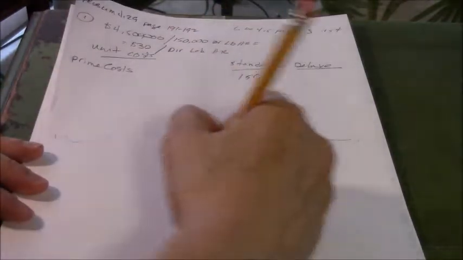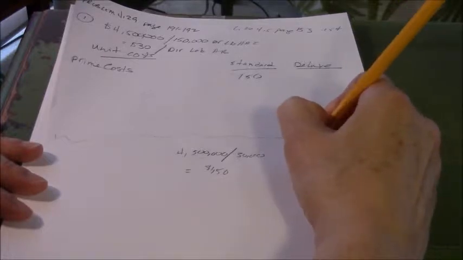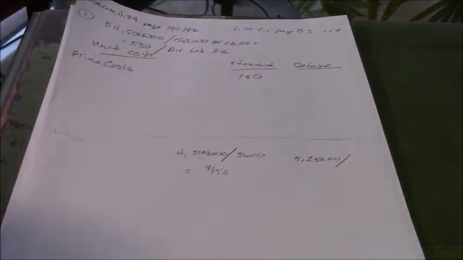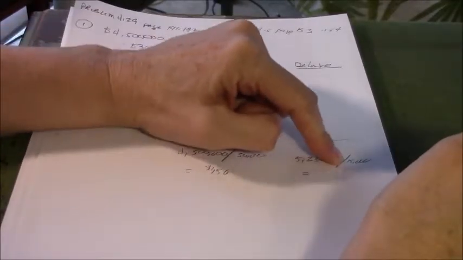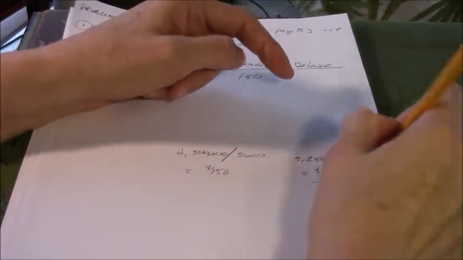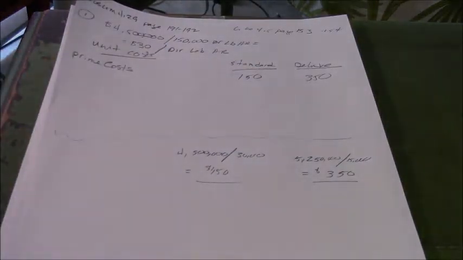And for a deluxe, the book says we've got 5.25 million, 5,250,000 divided by how many units? It says 15,000. So 5,250,000 divided by 15,000 is 350. So prime costs for the deluxe is 350. All right. So now we take our prime cost plus our overhead.